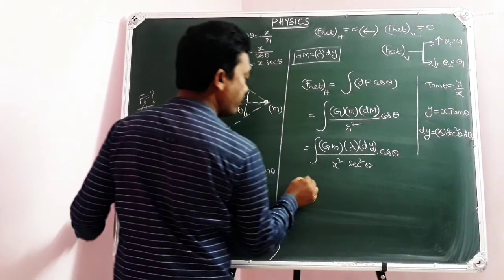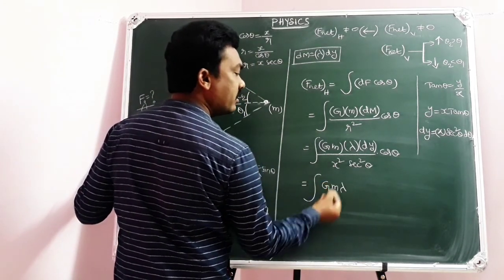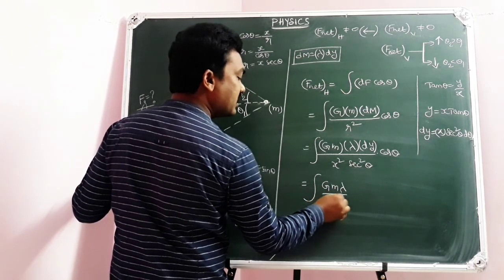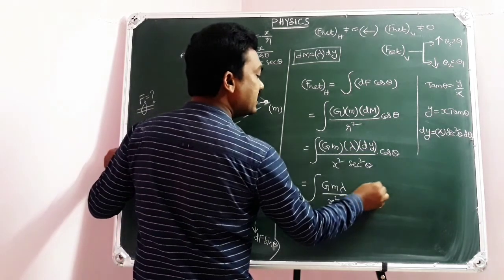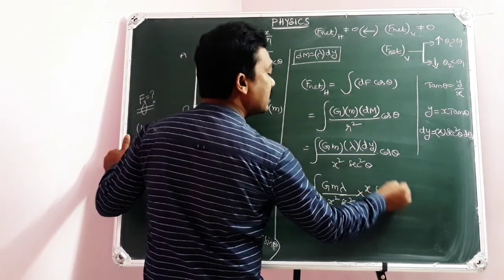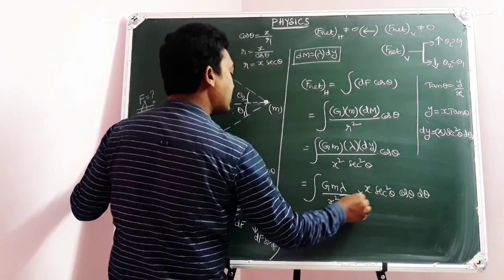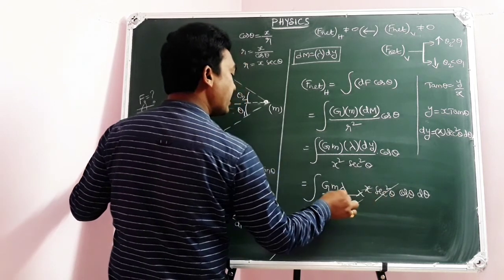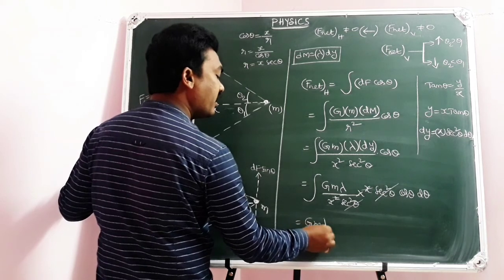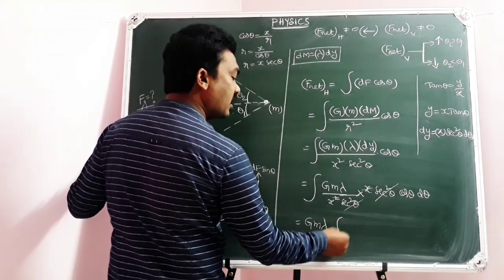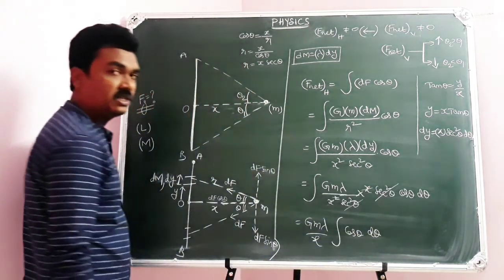So if I substitute here, integral of G m lambda by x square secant square theta cos theta into dy, x into secant square theta into d theta. Now secant square theta will cancel, one x will cancel. So take out the constant terms, G m lambda by x integral of cos theta d theta. So you are integrating with respect to theta.